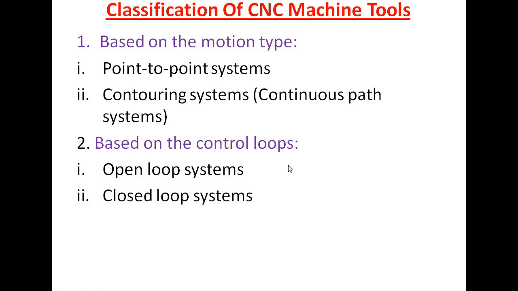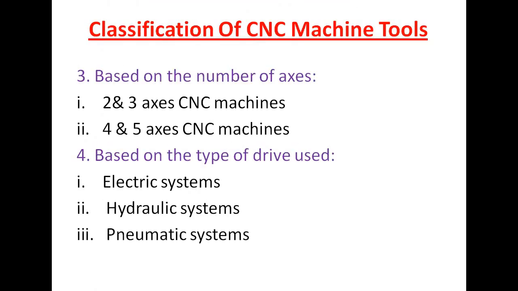Second is based on the control loops. Number 1 is open loop system and second is closed loop system. Classification of CNC machine tool based on the number of axes. In the market there are 2 and 3 axis CNC machines, and 4 and 5 axis CNC machines are also there. 2 and 3 axis CNC machines are generally used for semi complicated operations, but 4 and 5 axis CNC machines are generally used for doing complicated operations.